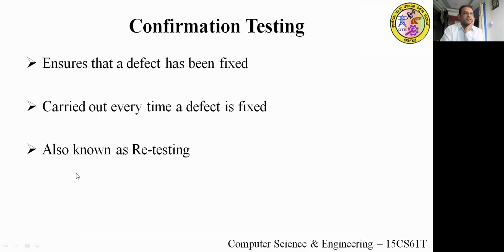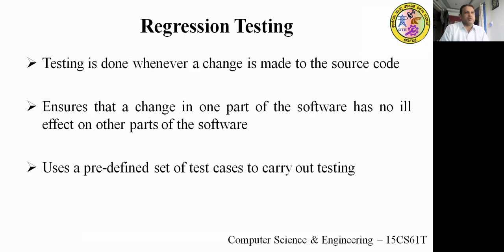Confirmation testing. What is confirmation testing? It ensures that the defect has been fixed, carried out every time a defect is fixed, also known as retesting. When there is a bug, we want to check whether that bug has been rectified or not. We need to check that. That is what we call confirmation testing.